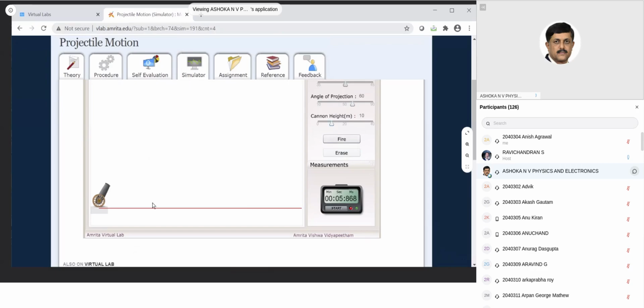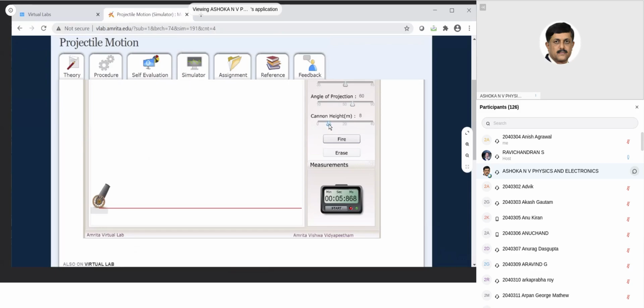So the cannon height is this height. This also, if you want, you can see how it varies. I have now kept it at 10. If you want, you can keep it at 0, or if you want, you can keep it at 20. That also you can see. The height keeps varying here. So this is your experiment.